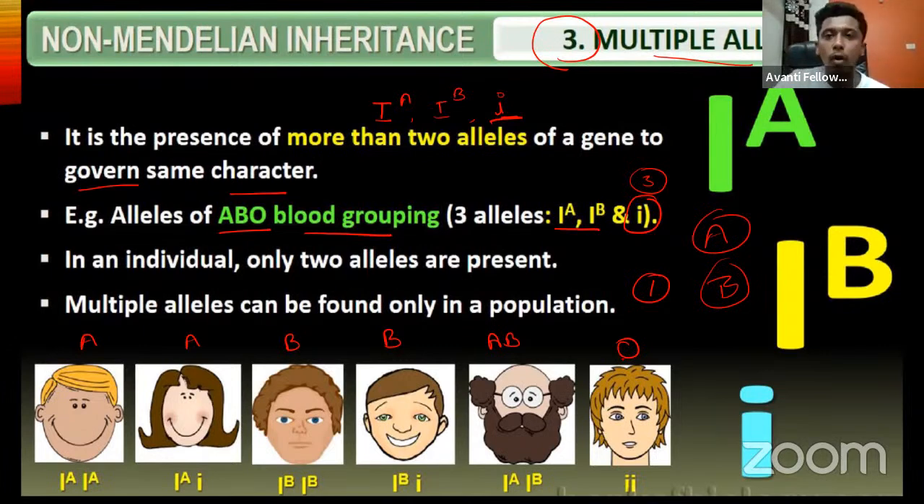So whenever we talk about multiple allelism, the possibility of understanding the multiple allelic condition comes from population studies. We have to take a population to understand how the alleles are expressed and what types of alleles are present for a particular character. So this is about multiple allelism.